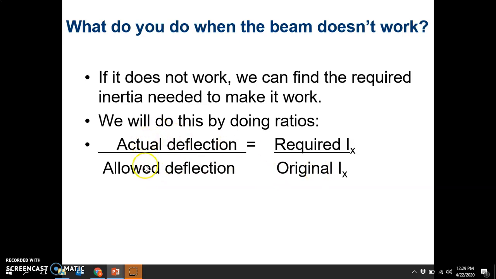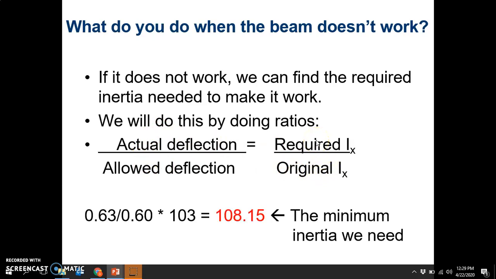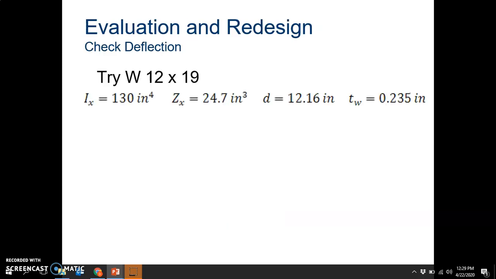Because actual over allowed will be greater than 1, you're going to be increasing the original inertia to give you an inertia that will work. So I know that I actually need a beam that will give me an inertia of 108.15 or greater, which will give me W12 by 19 as my next lightest member with an inertia that works.